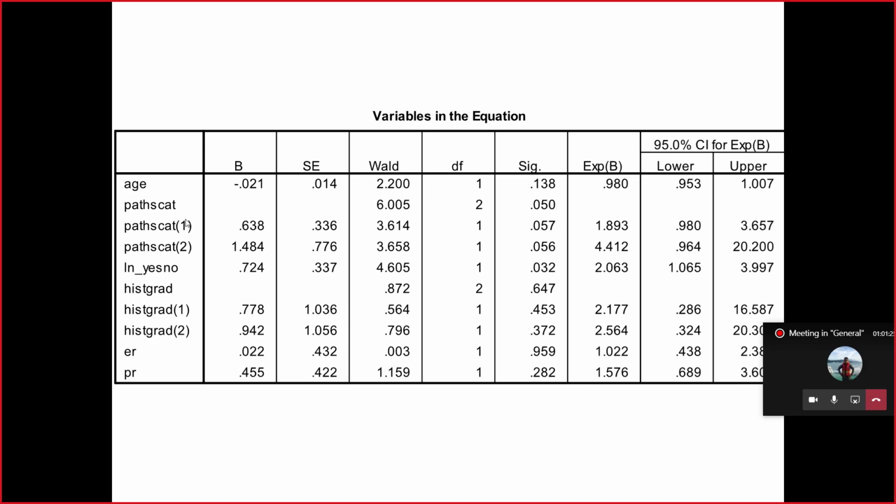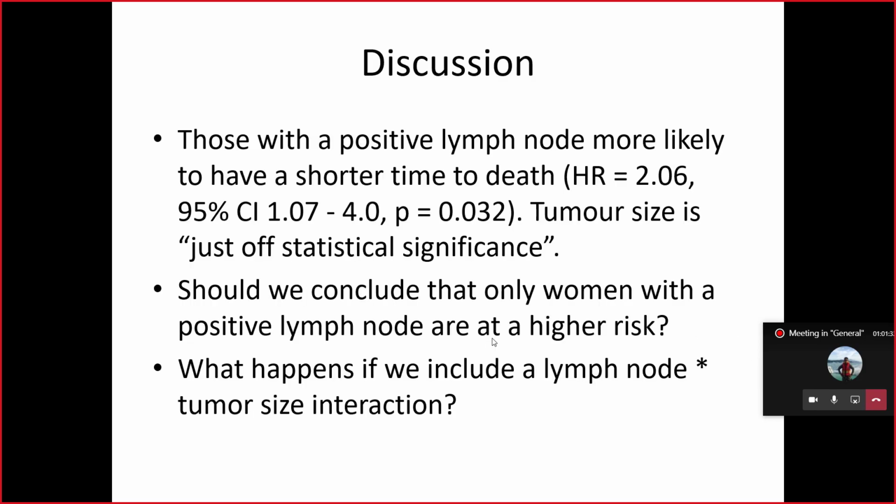So therefore, tumor size dengan lymph node present yes or no ada hubungan. Jadi kita kena control dia punya interaction. So please take note, those with positive lymph node is more likely to have shorter time to death. Hazard ratio 2.06. Okay. P-value significant. The tumor size is just off statistical significance.